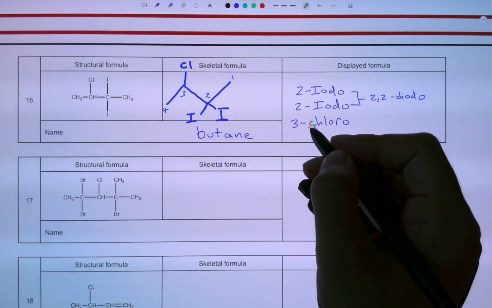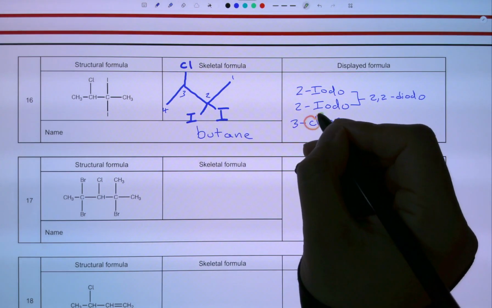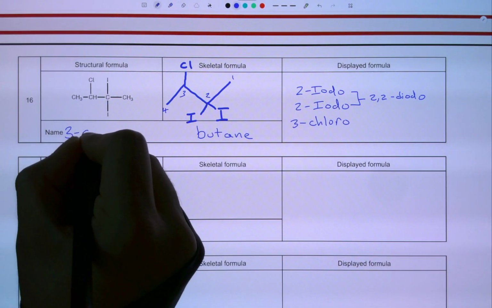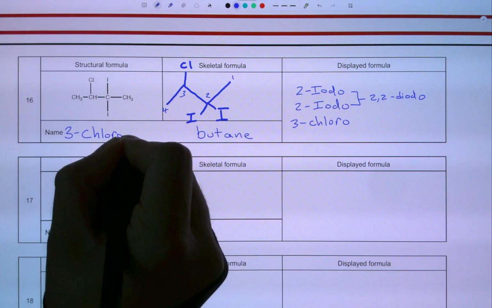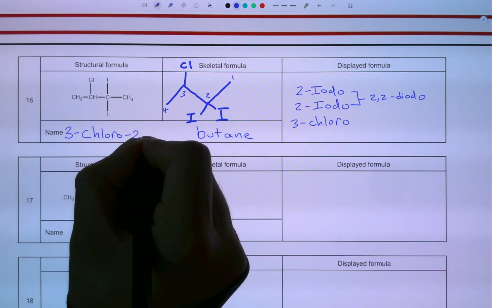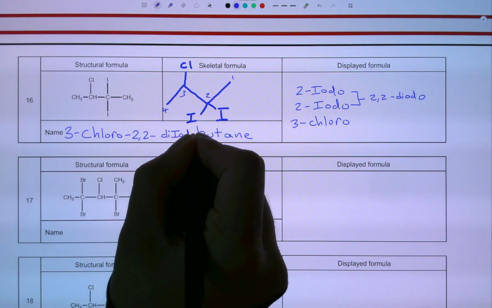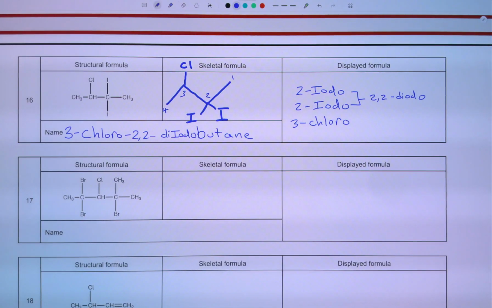We use alphabetical order. C is before I in the alphabet, so 3-chloro-2,2-di-iodobutane.